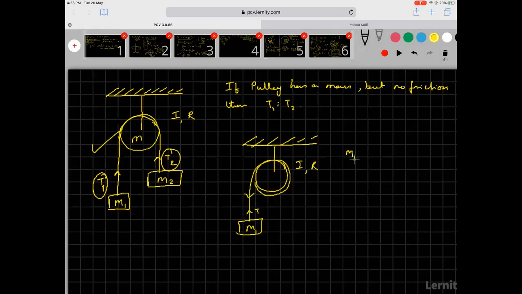So I can say M1G minus T is equal to M1A. Then for the disk here, the pulley here, I can say that T into R is equal to I into alpha. So from there I can say T is equal to I by R squared A, substituted there. So you will get M1G is equal to (M1 plus I by R squared) A.